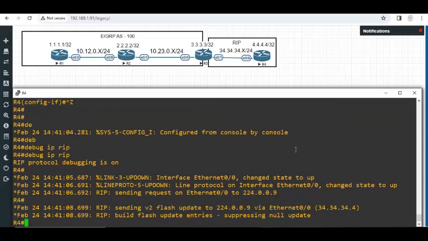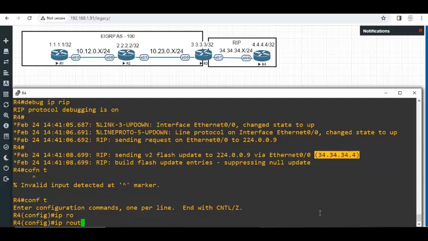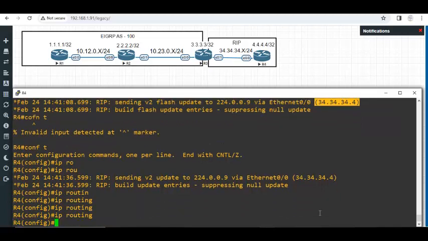I'm not seeing the update because I can see something like, oh, I think I did not type IP routing here. No, it is there. Anyhow, I'm just typing once, nothing wrong. Because I'm seeing it is suppressing, meaning it is not advertising 4.4.4.4.